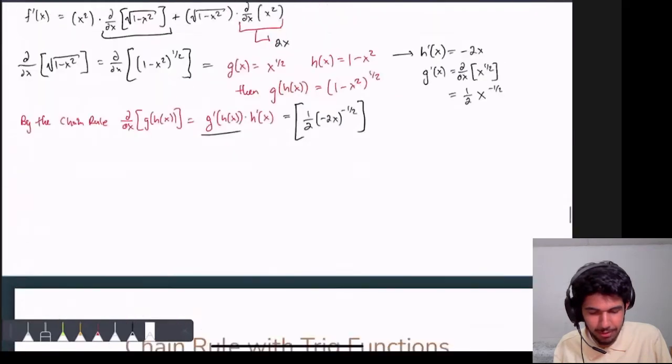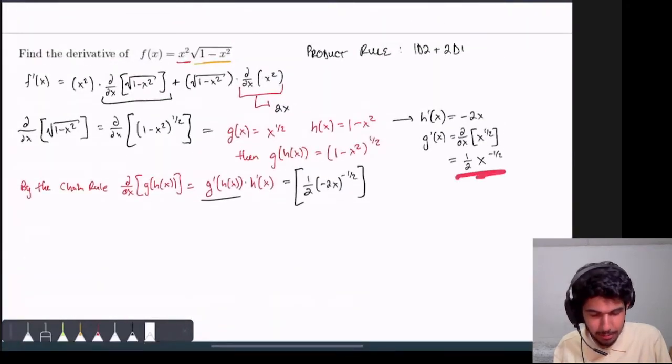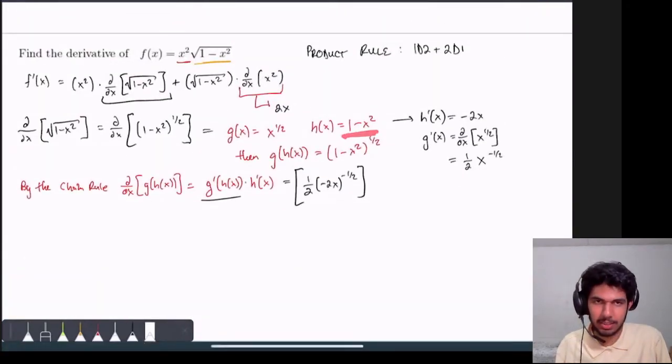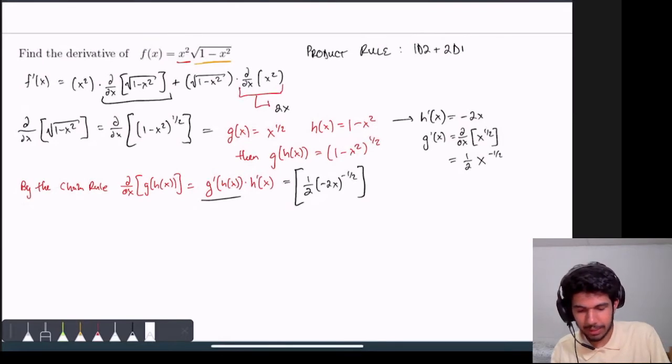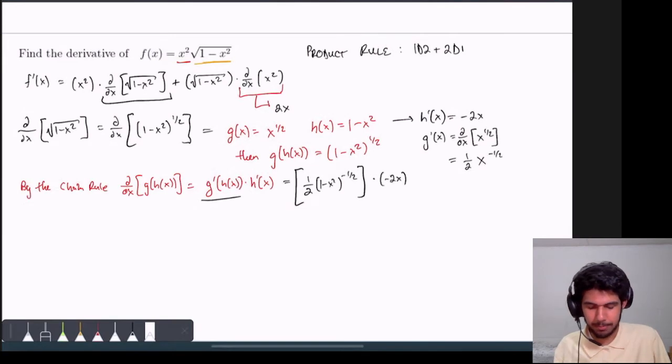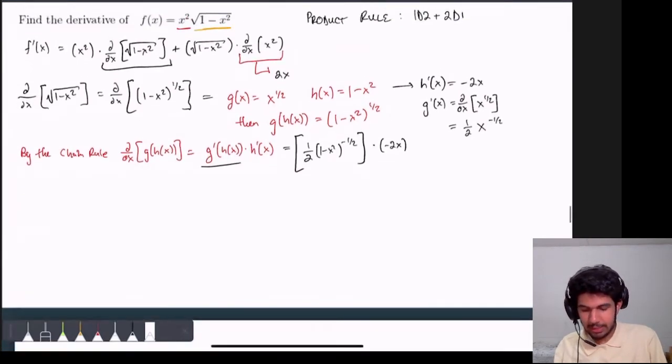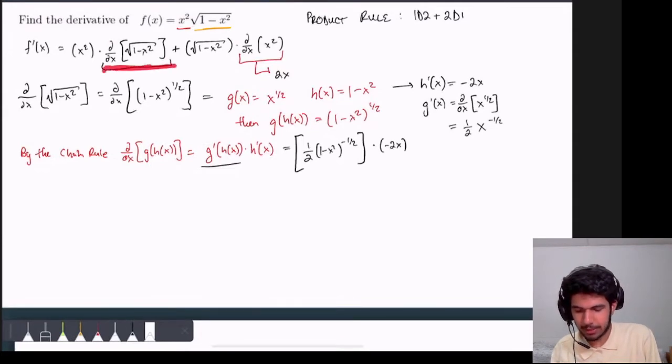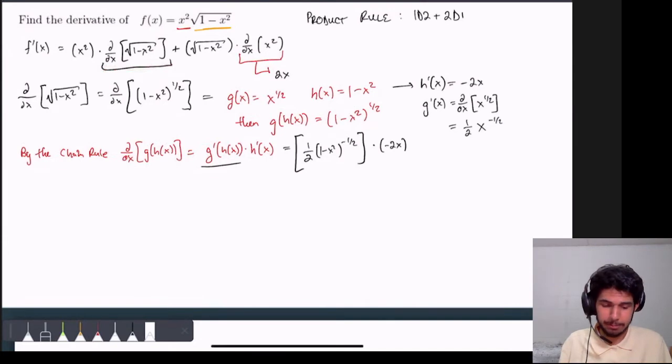G prime of h of x is this, but the x term is 1 minus x squared, because that's actually h of x. So let me just erase this. 1 minus x squared. And now we multiply with h prime of x, which is negative 2x. So that is the derivative of this second term here of the first product.